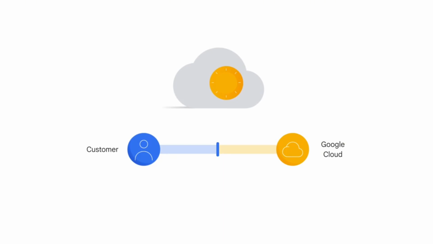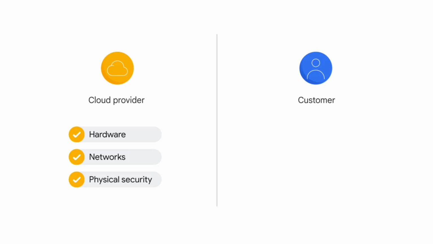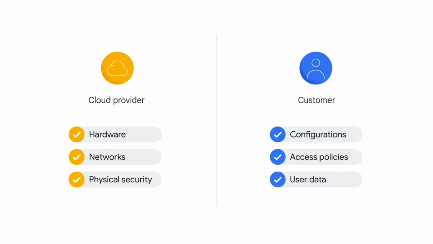It's a shared responsibility between you and Google Cloud. A general guideline for shared responsibility is that if you configure or store it, you're responsible for securing it. This means that a cloud provider is responsible for securing the parts of the cloud that it directly controls, such as hardware, networks, and physical security. At the same time, the customer is responsible for securing anything that they create within the cloud, such as the configurations, access policies, and user data. No matter which cloud provider you use, there is shared responsibility.